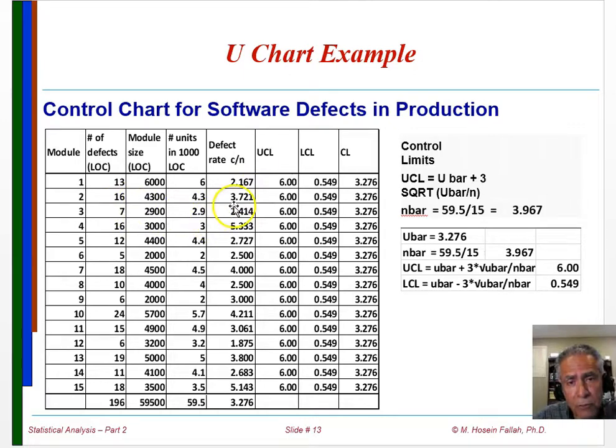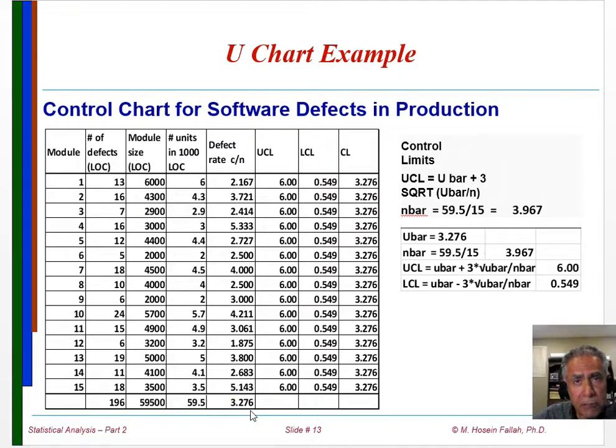For the second module, I'm getting 3.721. For the third, 2.414, and so forth. So I'm getting the defect rates, which will be the C divided by N in this column. And then if I average that, I'm getting my U bar as 3.276.